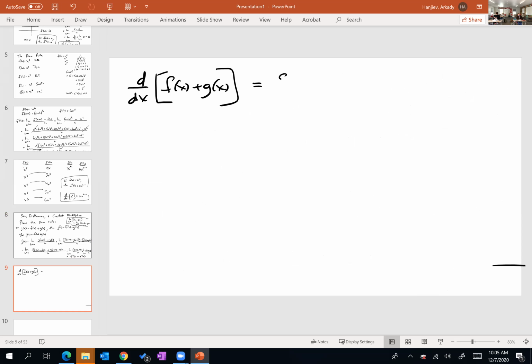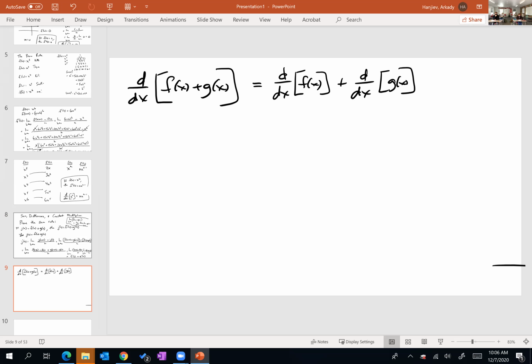It just says, look, take the derivative of the f function, and then we also take the derivative of the g function. Can you explain what d over d of x is again?